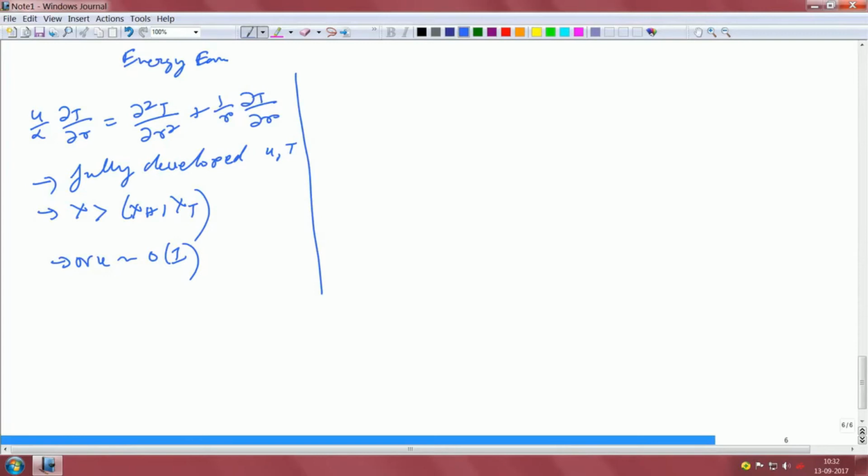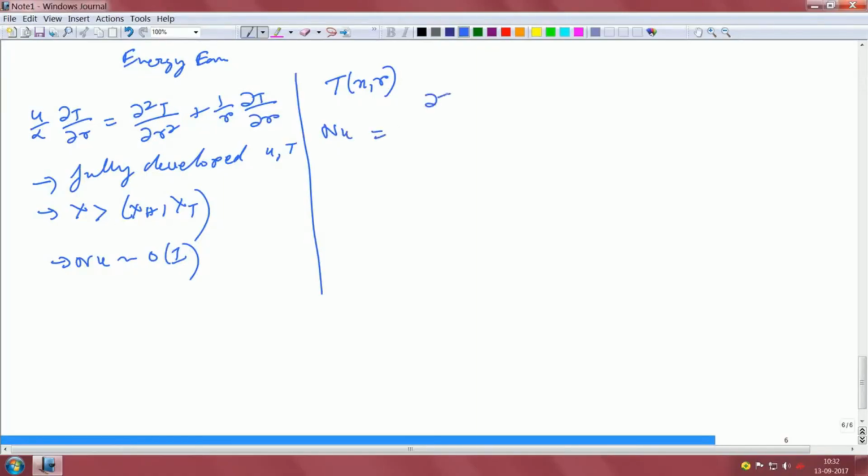Like in your velocity profile, we had velocity as a function of r only. Temperature is not that simple because T is a function of x comma r, but can we do some variations on this T so that it becomes a function of r only? Normally T is a function of x and r.